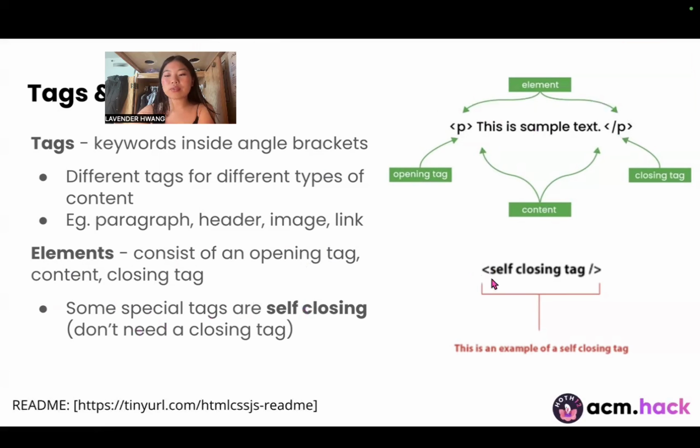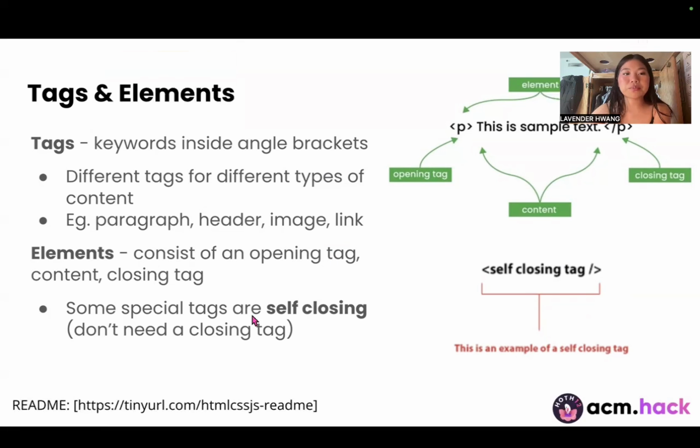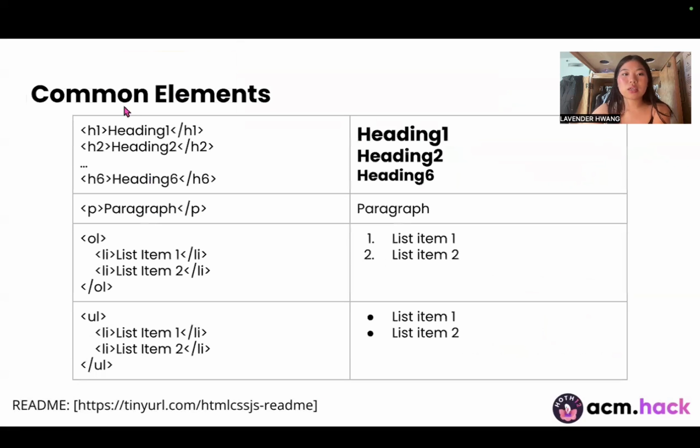And this would be an example of a self-closing tag. You just don't have that additional closing bracket at the end. You just have one bracket. There are not too many of these, but it's important to watch out for them. Okay, so here are some common elements so we can see real examples of these tags.